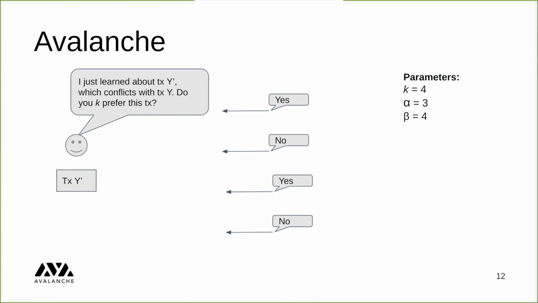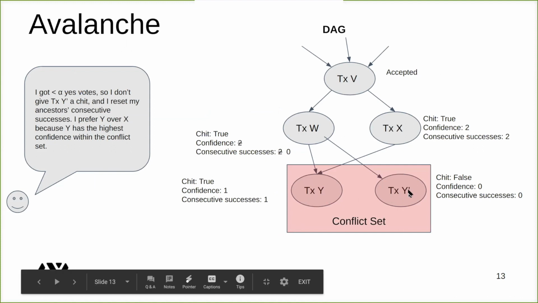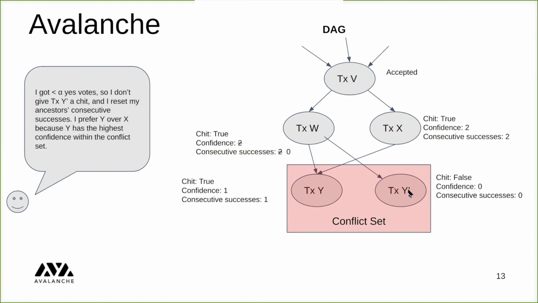So what do we do? We update our DAG accordingly. So transaction Y and Y prime are in a conflict set, right? We said that they conflict with each other. Only one of them can be accepted. So we're going to say transaction Y does not get a chit because it didn't get an alpha majority response. It has confidence 0 because it doesn't have a chit and it has no descendants with chits. It has 0 consecutive successes because that query that we just did for it didn't yield an alpha majority response. And then we update all of our processing ancestors, which in this case is just transaction W. So its consecutive successes goes from 2 to 0. The confidence is still 2. This is an error. It shouldn't be struck through.